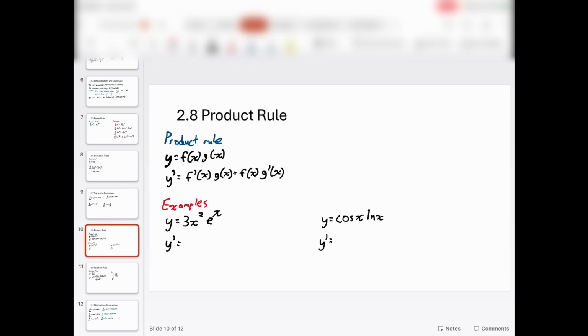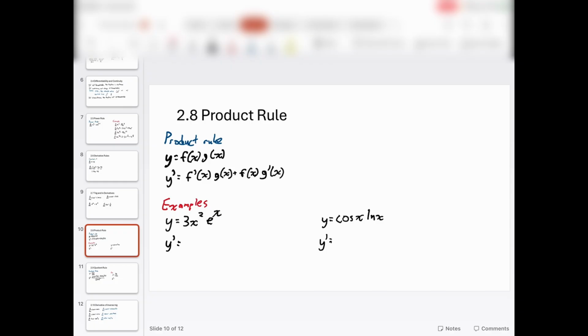Now we have the product rule. So the product rule is when you're multiplying two different functions together. So when you take the derivative, you would get f prime of x times g of x plus f of x times g prime of x.